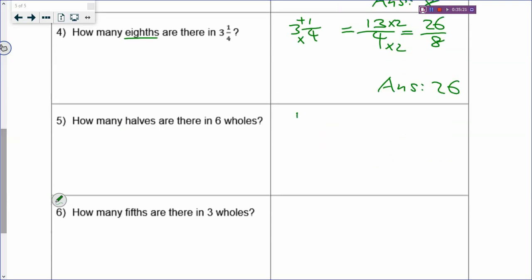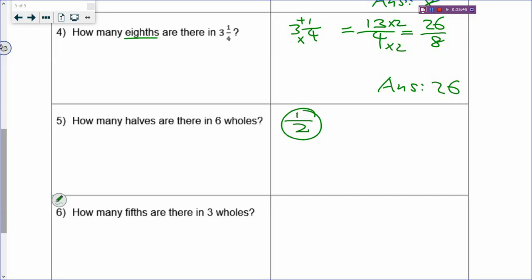Okay, and the last one, how many halves? Oh, not the last one, second last one. How many halves are there in 6 wholes? Okay, so how many halves? You want how many halves? So 6 wholes is how many halves? Okay, well, now 6 wholes. So if you can draw circles, and then you cut the circle into half to see how many halves there are.